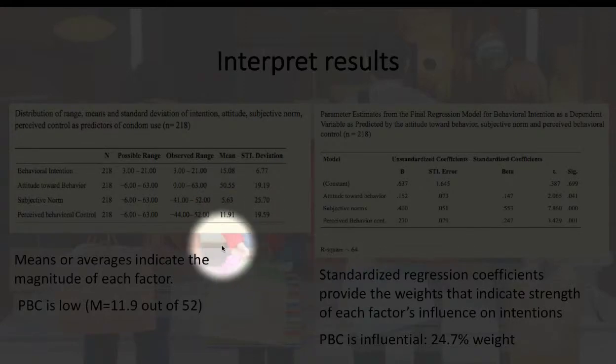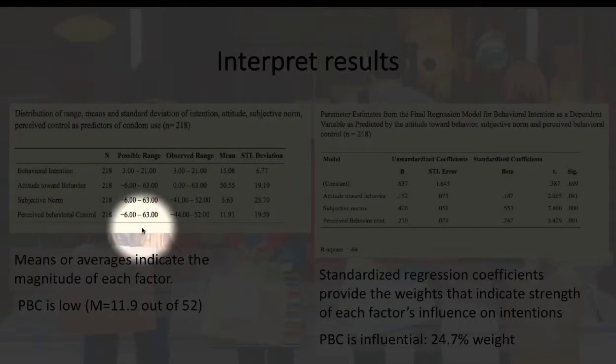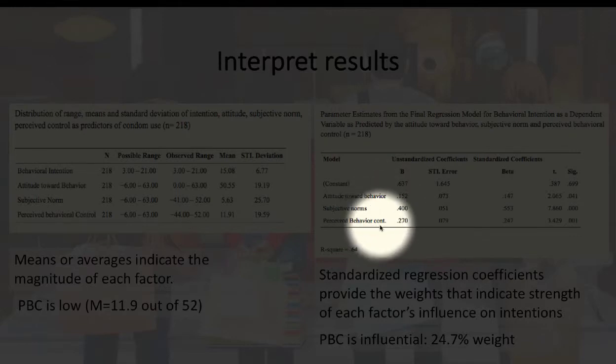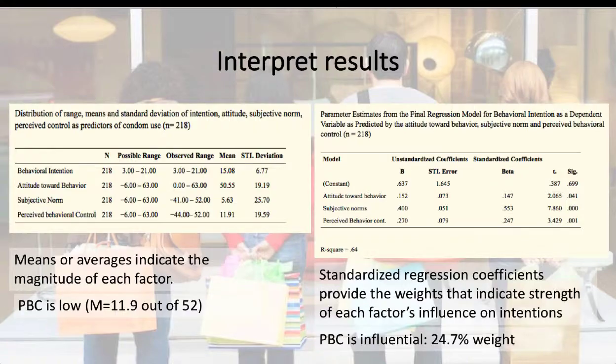Because remember that as a general rule, the more positive the attitude, the stronger the positive subjective norm, and the greater the perceived behavioral control, the more likely the person is to form intentions to perform the behavior. And then each of those can have a different degree of influence depending on the group of people and the behavior itself. So in this case, attitude has the weakest influence, perceived behavioral control is stronger, and subjective norms is the strongest.